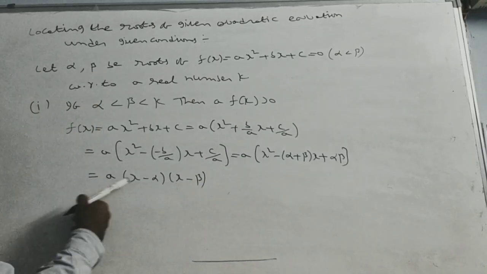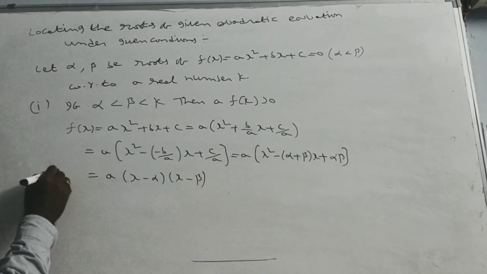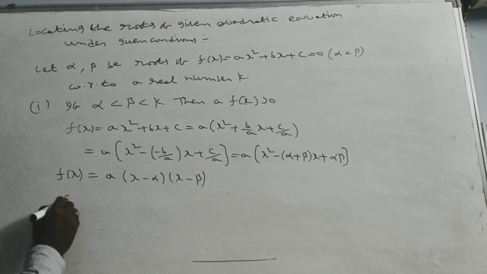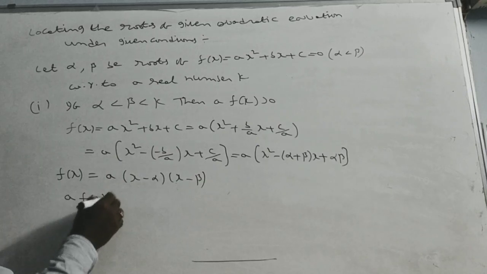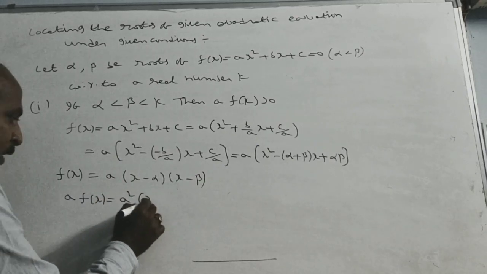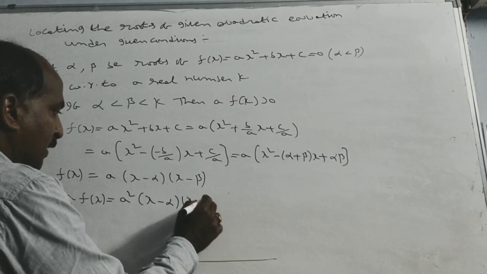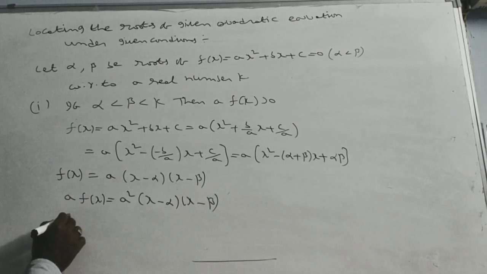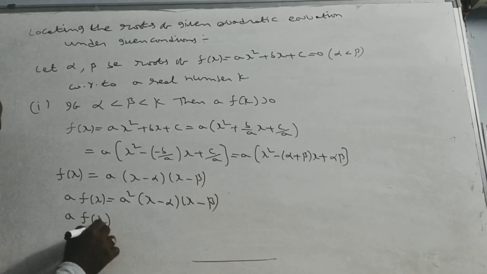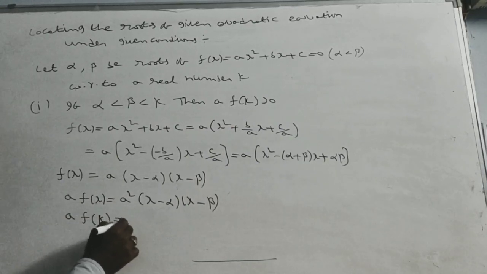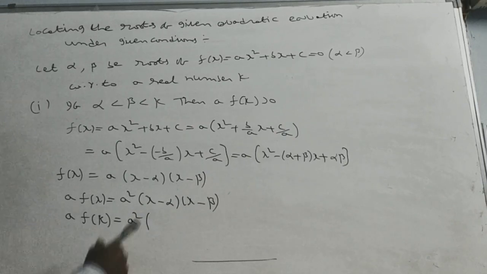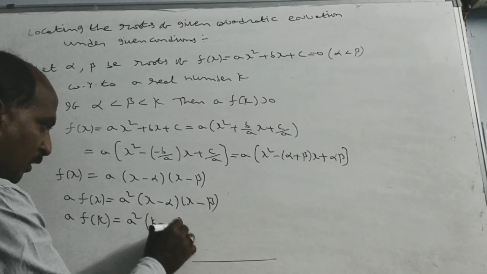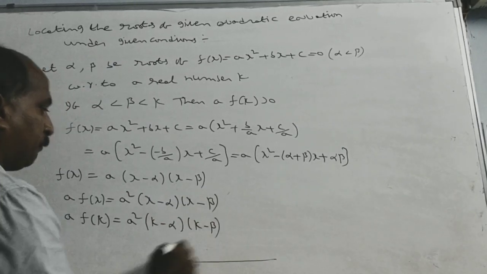So a into x minus alpha into x minus beta is f of x. Multiplying a on both sides, we get a into f of x equal to a square into x minus alpha into x minus beta. Put x equal to k, we get a into f of k equal to a square into k minus alpha into k minus beta.